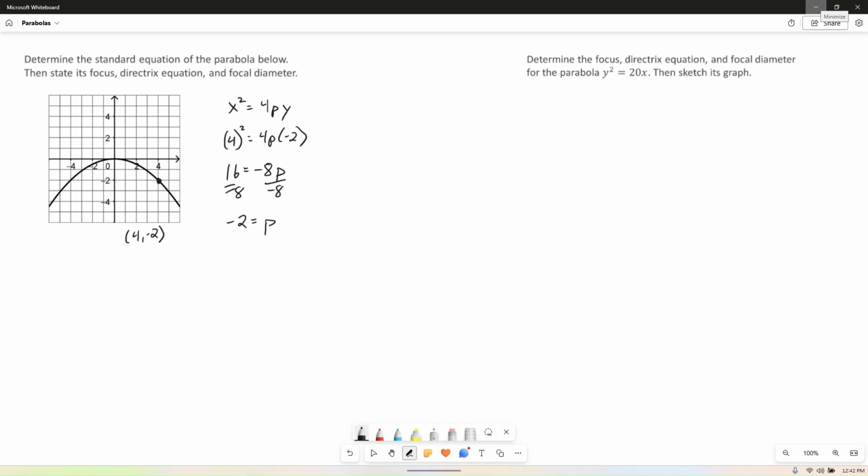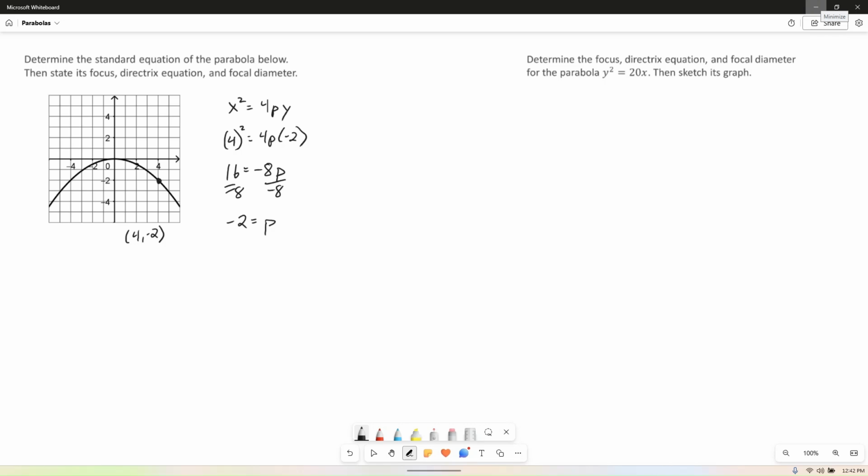Okay, because the p-value is negative, that tells me that the parabola will open in the negative direction. So since it's oriented vertically, it will open down. And if we just look at the absolute value of p, so just a 2 in this case, it tells me the distance from the vertex of the parabola, which is at the origin, to the location of the focus, and also to the location of the directrix.